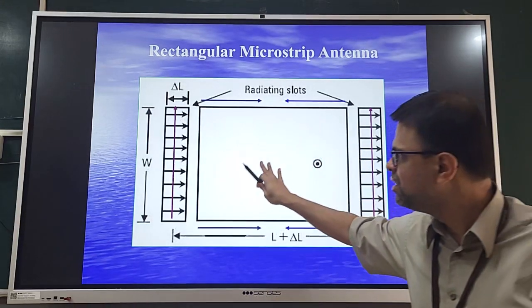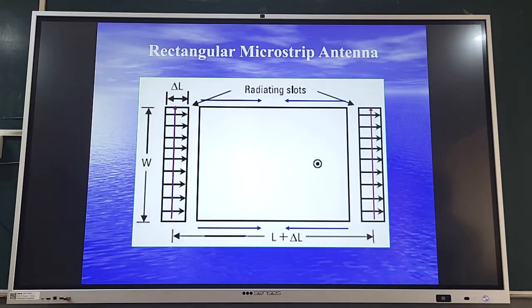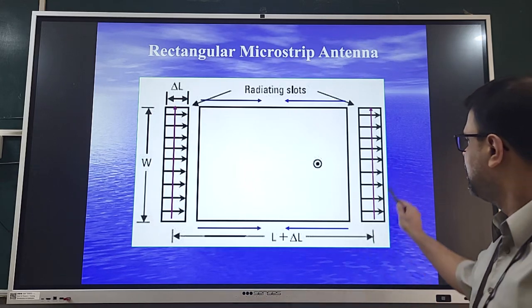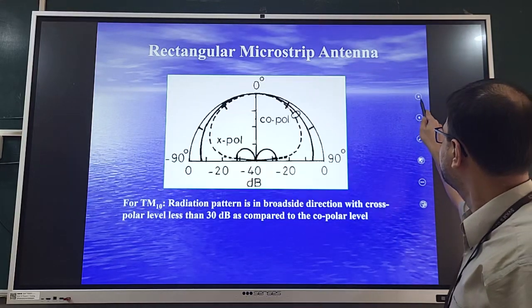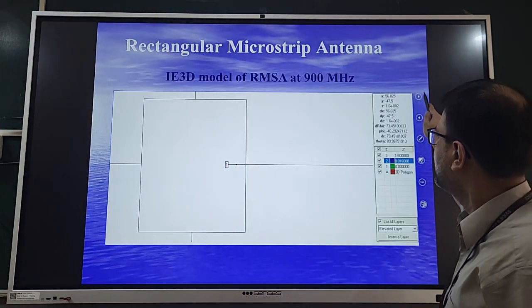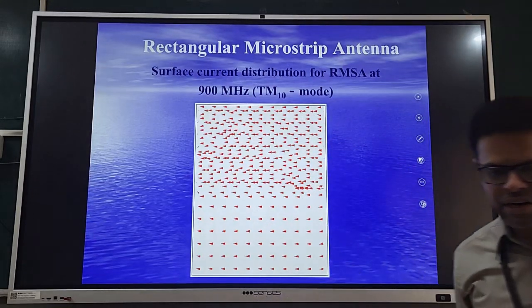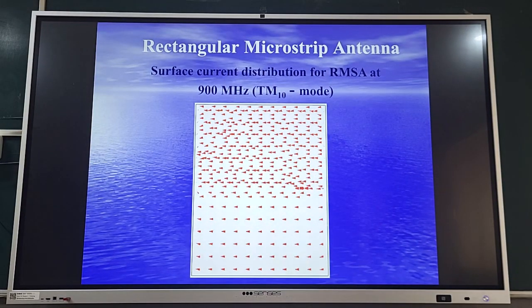So, looking at the field distribution on the patch, one can judge what kind of cross-polar level there will be in the radiation pattern for the given mode. For the rectangular microstrip antenna in the 1-0 mode, the cross-polar level is bound to be very small. Another way of looking at this cross-polar is the current distribution. Yes, I have the current distribution. This is the current distribution direction generated using I3D. So this is the direct current distribution plot for the rectangular microstrip antenna.